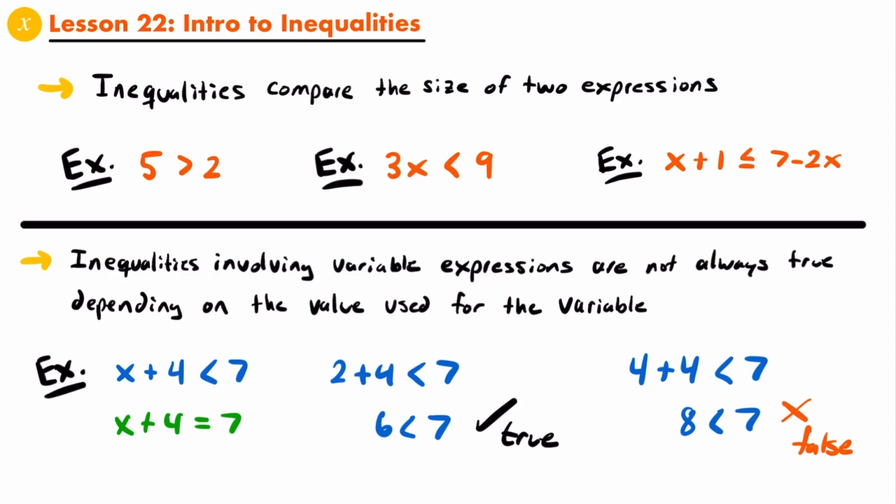We could solve this equation by subtracting 4 from both sides, and 7 minus 4 is 3, giving you the solution that x equals 3. So this equation would only be true when x equals 3. But for this inequality of x plus 4 less than 7, there will be more than just one solution, right? X equals 2 will not be the only way to get a true statement. Watch what happens with some other values of x.